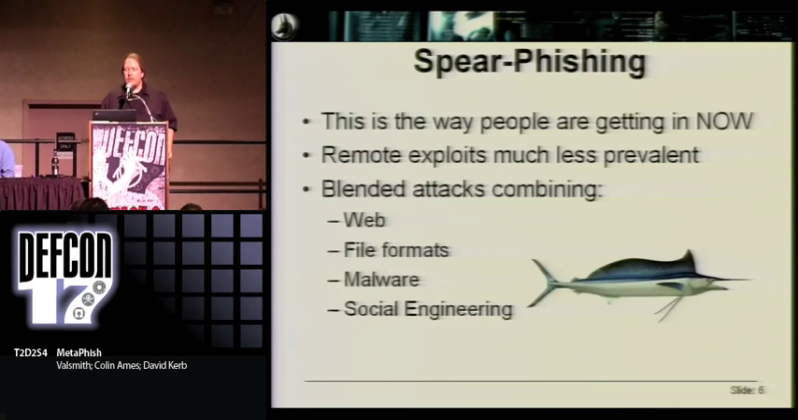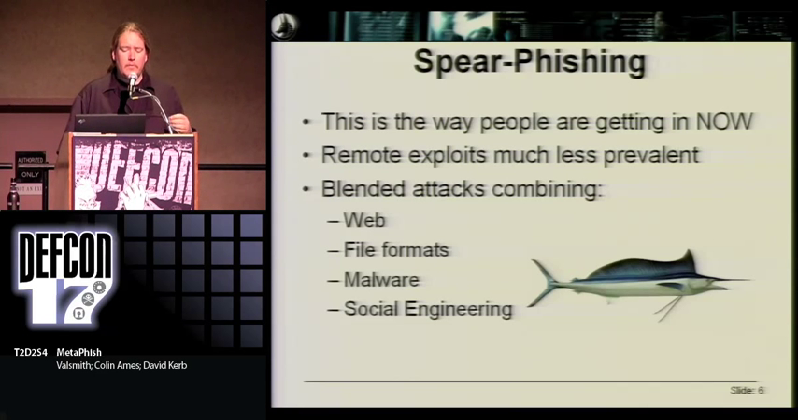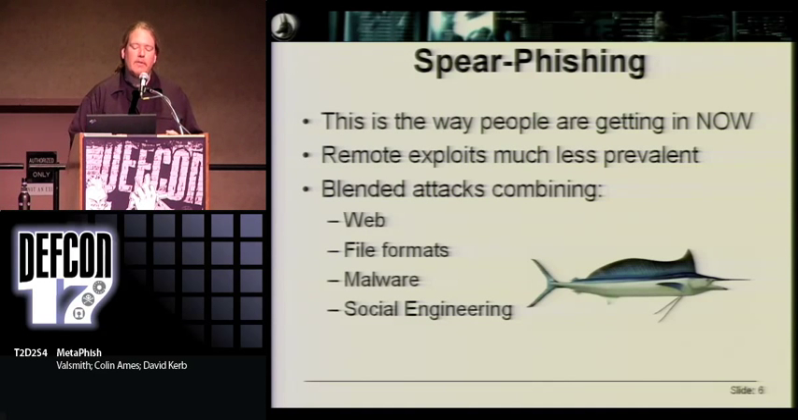All right, so why spear phishing? Well, this is the way that people are actually getting in now. Back in the day, people got in with buffer overflows, remote exploits. They find some port, they'd send their payload at you. And really, with firewalls and everything else that people have implemented, that's not as prevalent. People are sending emails or they're directing you to websites. It's all client-side type attacks. And they're blending a whole bunch of different types of attacks together. Like, they'll have a malicious website combined with a malicious document, which then sends you off to some malware and the social engineering component to trick you into doing these things. So they're blending these attacks together.